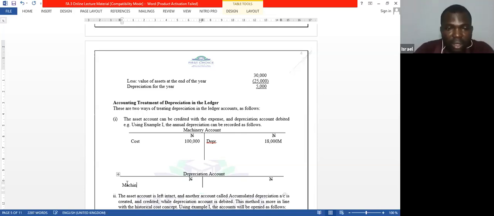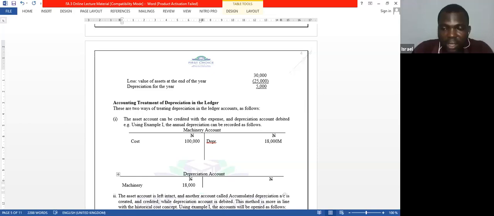Machinery to what? And that cost you. That machinery cost you, you put 18,000. Cost you 18,000. So you put 18,000. Then you have entered it. You are done with that. So the next thing for you is now to close your account.